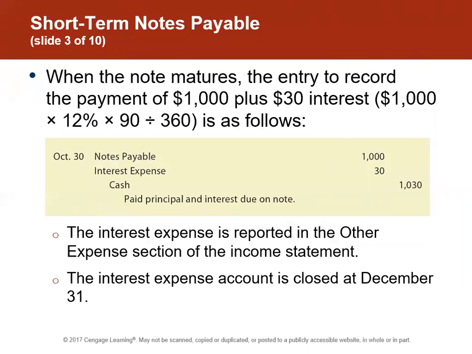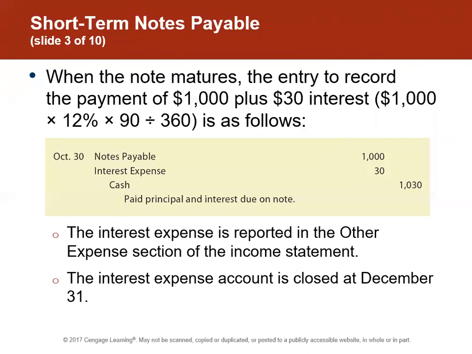So when that note matures in 90 days, we're going to record paying back the face value plus the interest. So we're going to calculate interest. Again, it's the same interest. So you're taking your face amount of $1,000 times your 12% interest rate times 90 days divided by 360 days. So for this note, it's earned or accrued $30 worth of interest. So when it matures on October 30th in 90 days, we're going to pay $1,000 plus the $30 of interest.